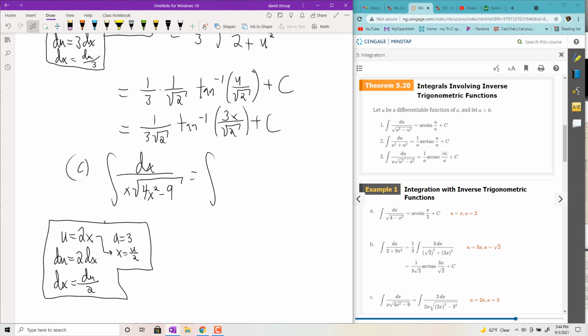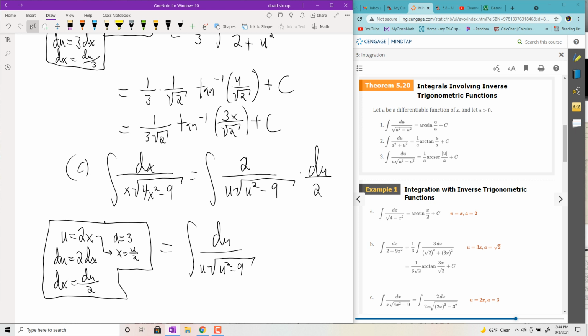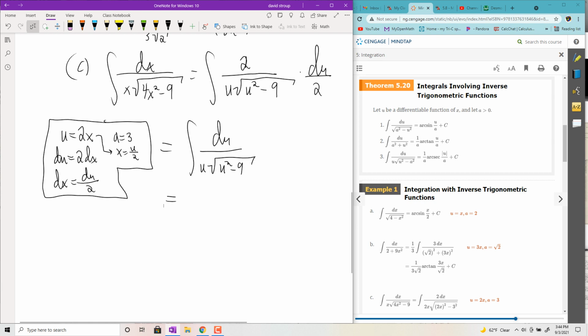So my integral, then I'm going to push the dx back there. So I'm replacing x with u over 2. 1 over u over 2 is the same as 2 over u. So I'm going to write it as 2 over u, and the square root of u squared minus 9, and then times our dx, which is now du all over 2. So there's some nice cancellation there, and we just have the form du all over u square root u squared minus 9. And of course we could go to our inverse secant form.